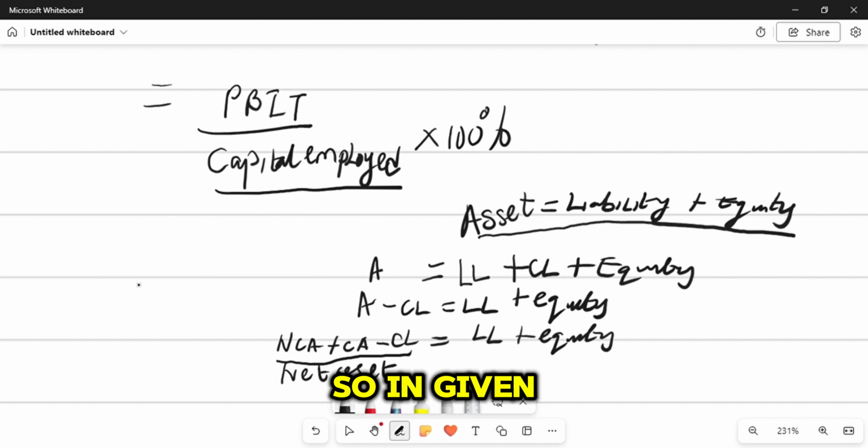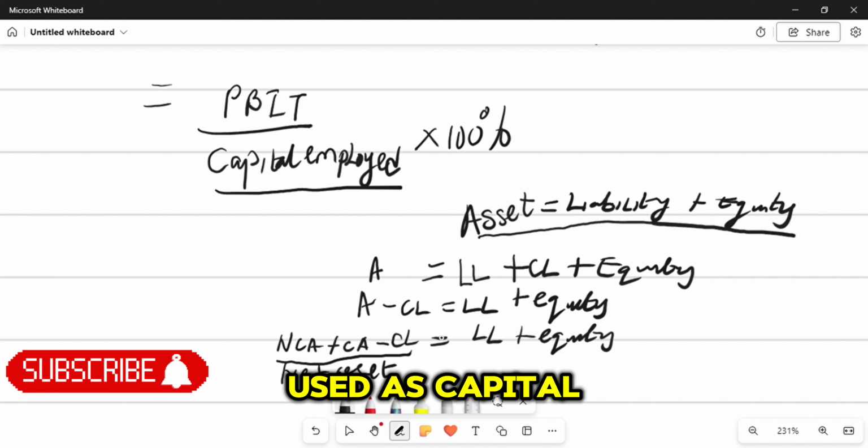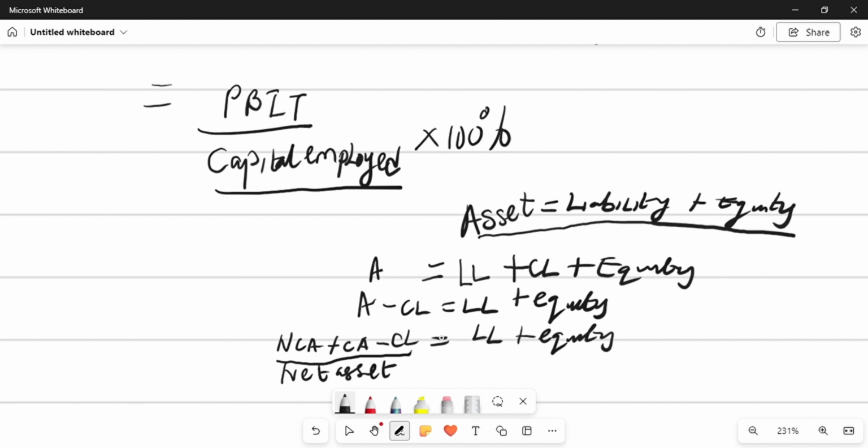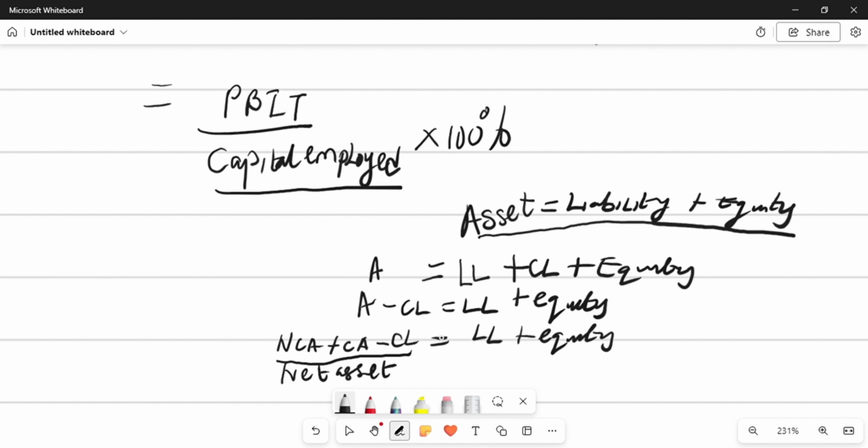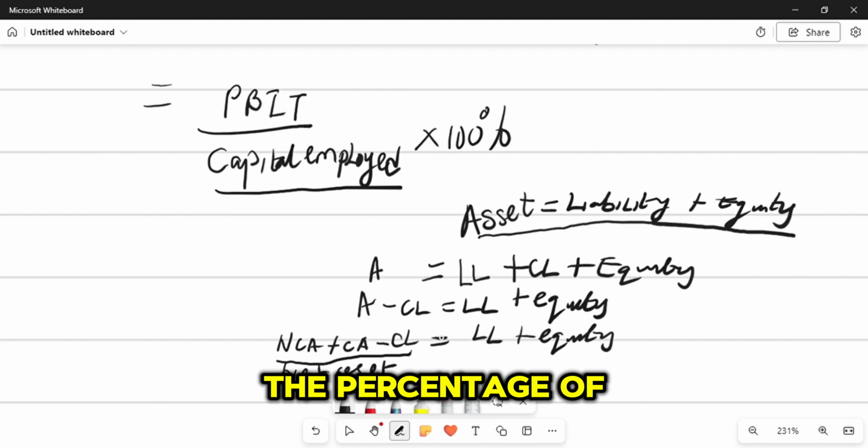So if you're given a financial statement in a question, any of these, you can see the equals to sign, means that this is equal to this, right? So any of these will be used as capital employed. Either you use the total assets minus the current liabilities, or you use the long-term liabilities plus the equity, which is equal to capital employed.